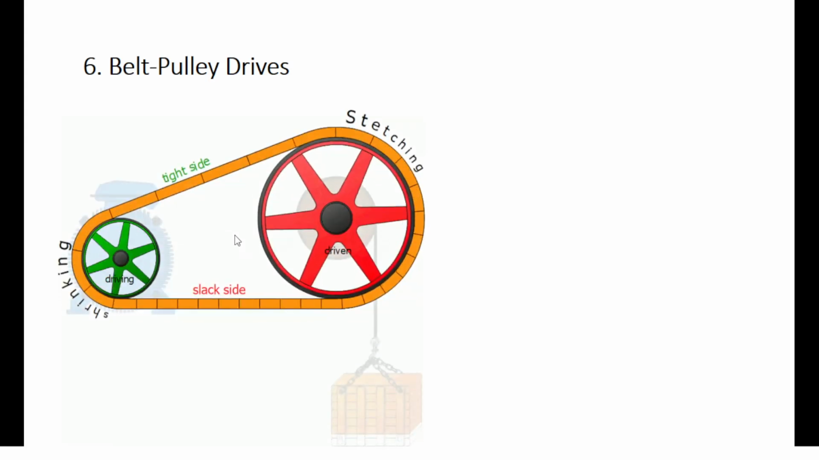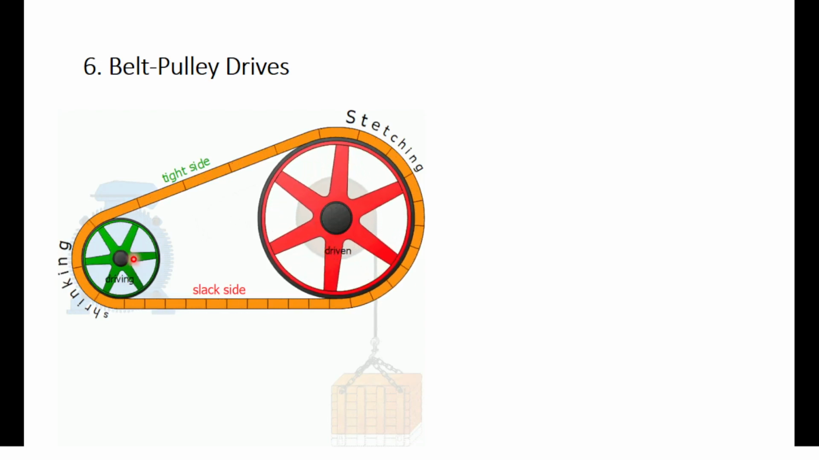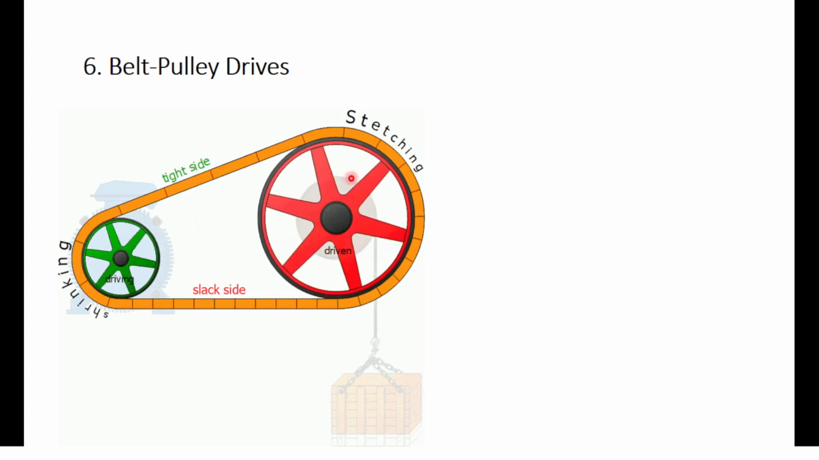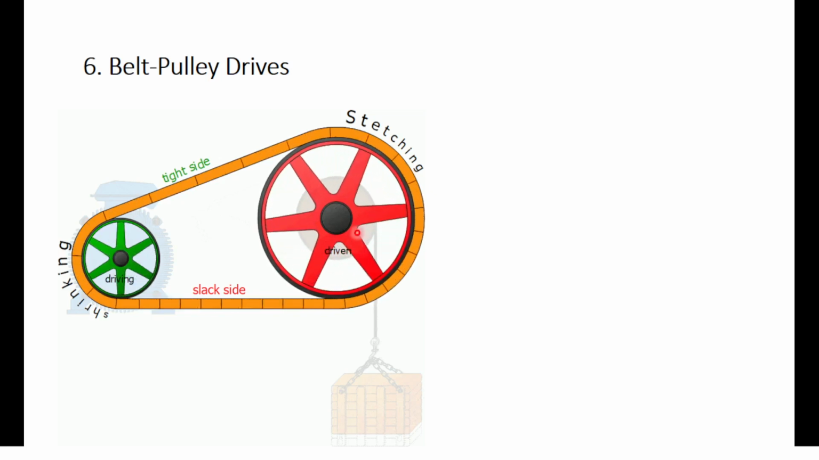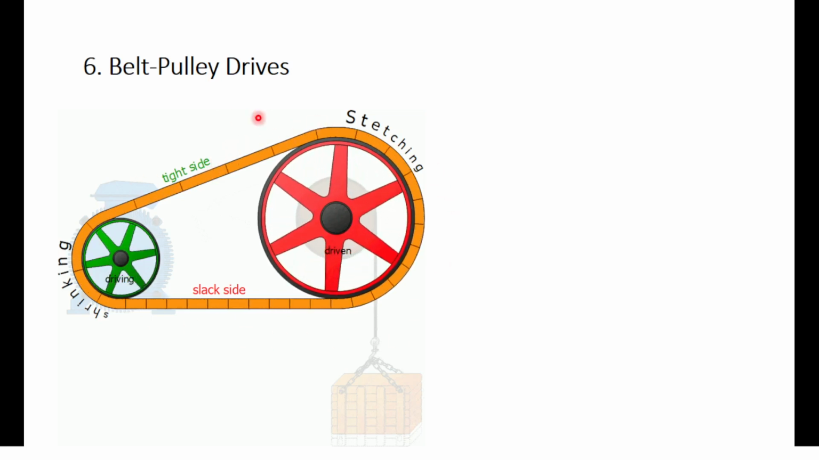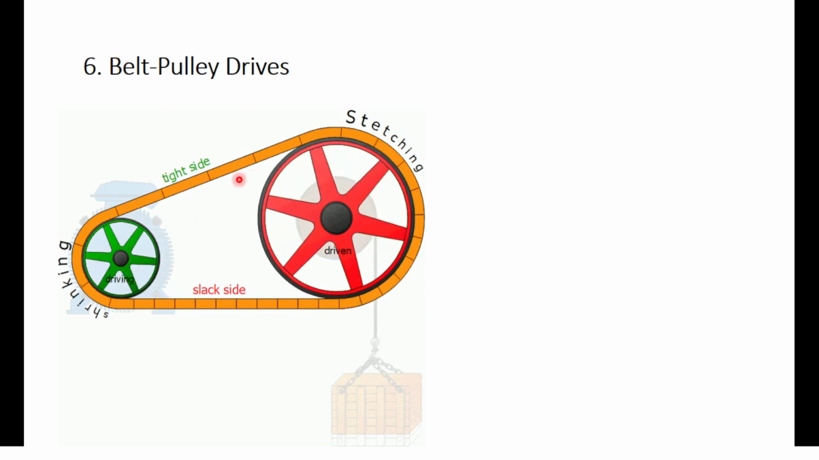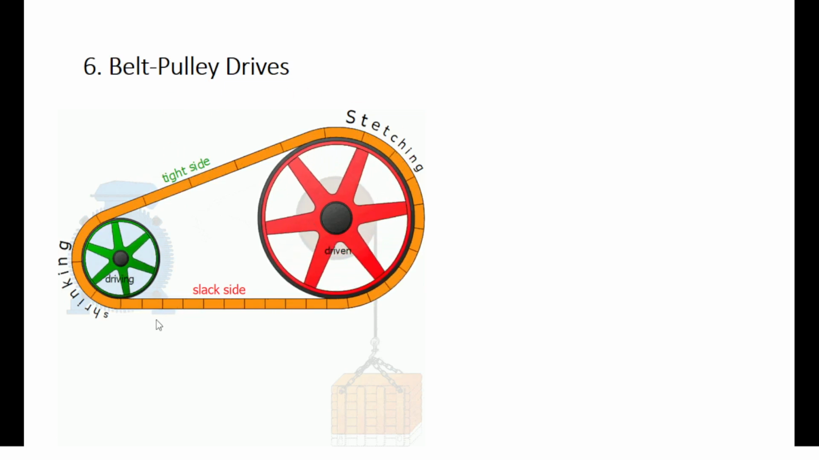Then the sixth one, belt pulley drives. We have seen gear drive, now belt pulley drives. Here just see, this blue wheel is driving, rotating counterclockwise. Here this red one is the driven wheel. This green one is the input. This driven red one is the output. And this yellow thing, which is continuously rotating over the driving and driven pulley, is the belt, and these are the pulleys.